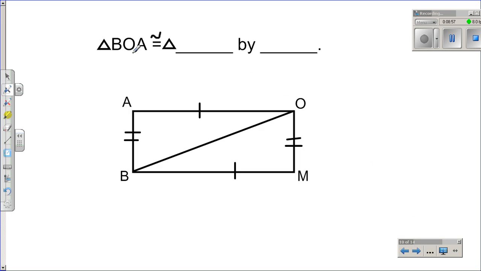Alright, this says triangle BOA is congruent to what triangle over here? Alright, look at this. They share this line. BOA went across 3 and then 1. So this one's tricky. Over here, how do I go across 3 and then 1? I do it this way. I go across 3 and then 1. So BOA is congruent to OBM.